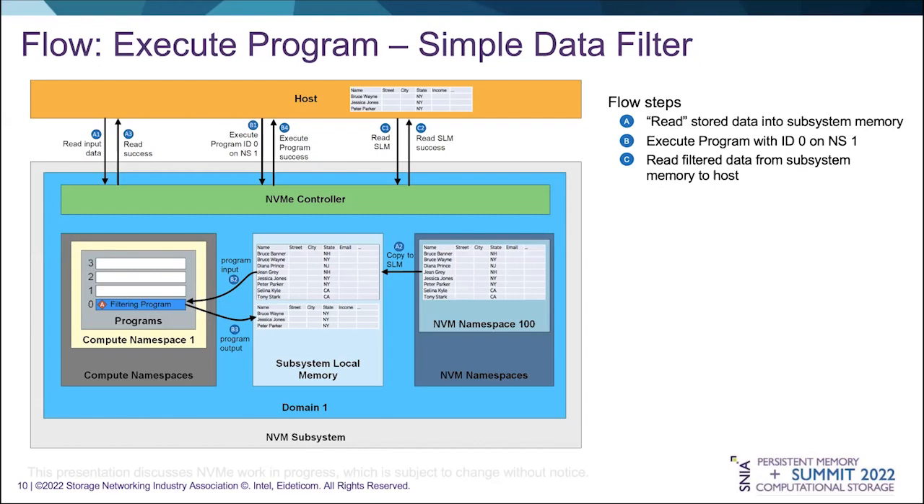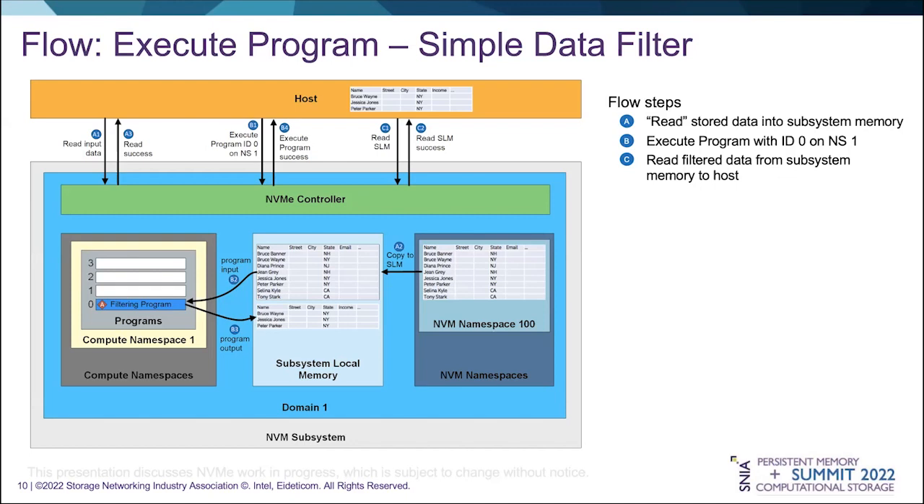Once that program has executed, you have a few different choices in what you're able to do. In theory, you could take the output of this program and pass it to another program, and we have an example a bit like that on the next slide. But the other things you could do is write the output data back to an NVM namespace. So you could say, I want to take my output and put it somewhere else on a non-volatile memory namespace. Or you could move it back to the host. And in this particular example, we move it back to host memory so that an application on the host can take advantage of this filtered data.